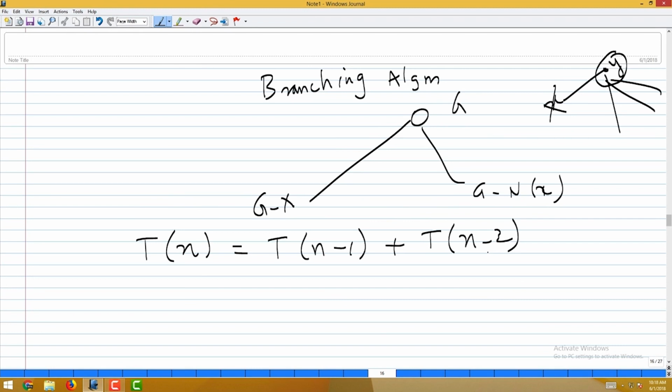So, T of n minus 2, what is the solution to this? Does this look familiar? Recurrence, Fibonacci recurrence, what is the solution? Golden ratio, what is golden ratio? Yeah, 1 plus square root of 5 by 2. Okay. So, that is like 1.618. So, this solves to 1.618 power n, big improvement from 2 power n, and we have not done anything, right.